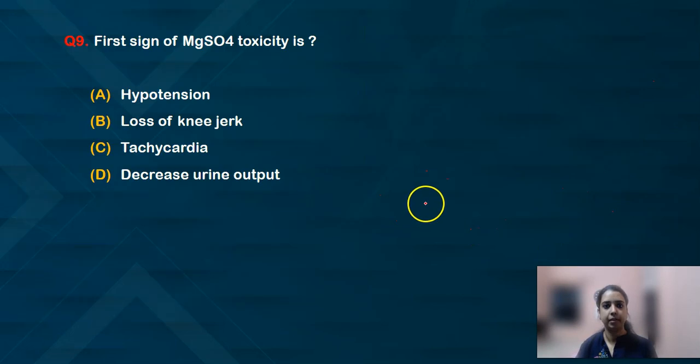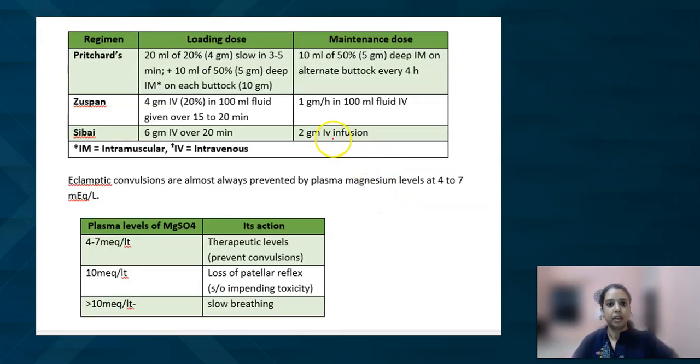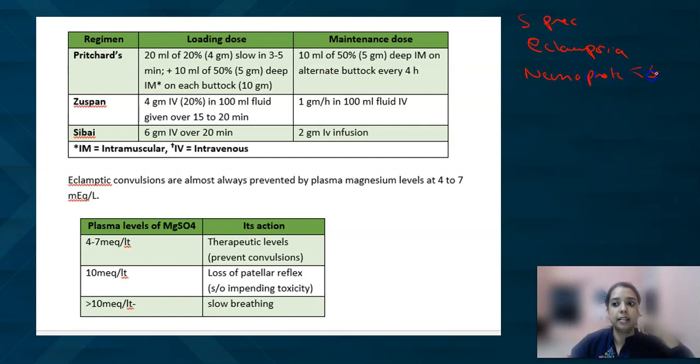Yeah. So the first sign of Magsulf toxicity is hypotension, loss of knee jerk, tachycardia or decreased urine output. So basically Magsulf is very important, you should know. It is the treatment of severe preeclampsia, treatment of eclampsia, and also in case of neuroprotection. If the baby is less than 30 weeks, then also you give Magsulf. So Magsulf regimes are 3.